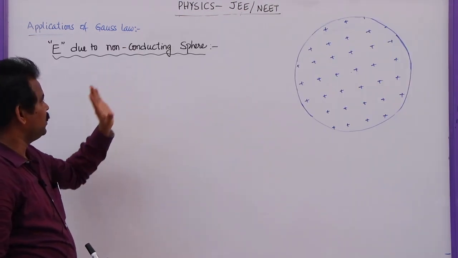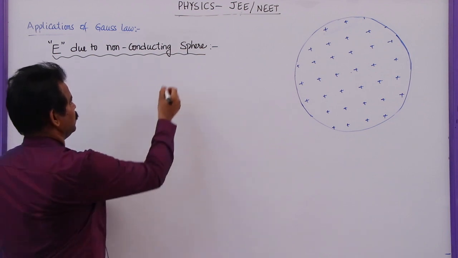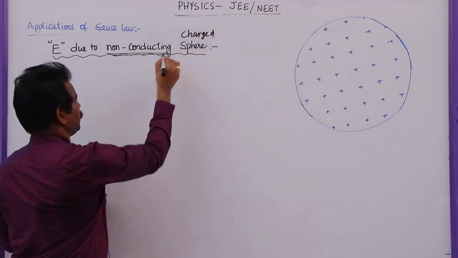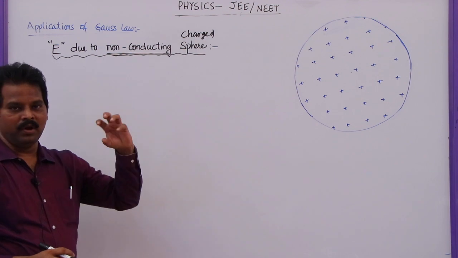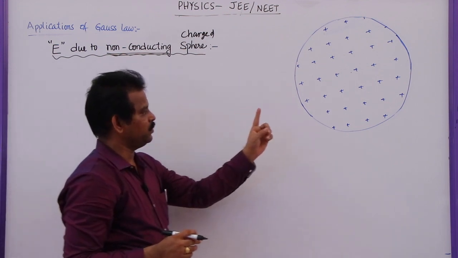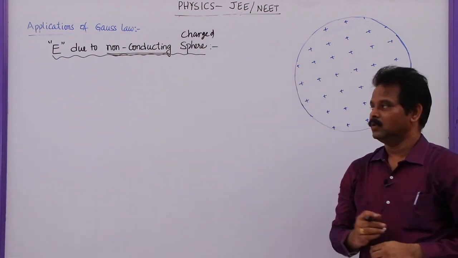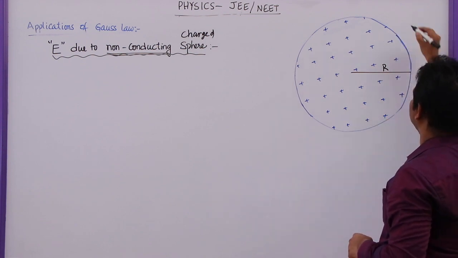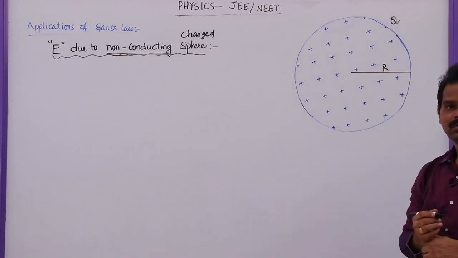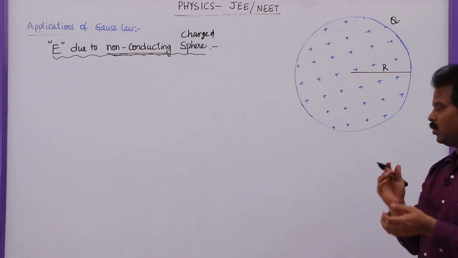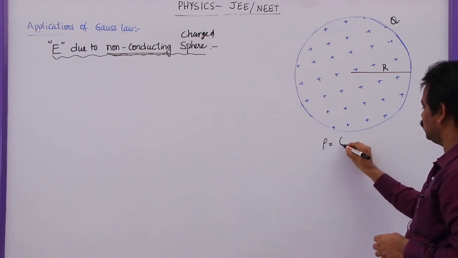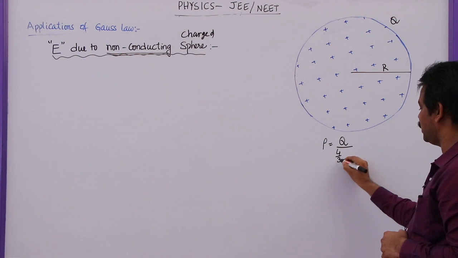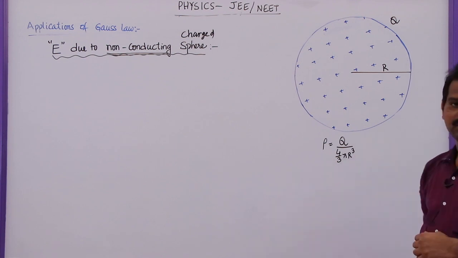Electric field due to a non-conducting charged sphere. So this is a non-conducting, as already mentioned, charged sphere. When a non-conducting sphere like a wooden sphere is charged, charge will spread throughout its volume. So let the radius of this charged sphere be R and the total charge on this sphere, let us say, be capital Q. As the charge is spread throughout its volume, we can write rho is equal to total charge by total volume, which is Q by 4 by 3 pi R cube.